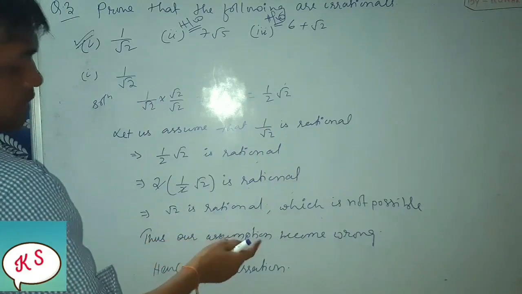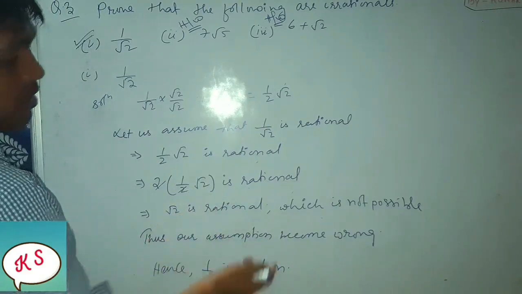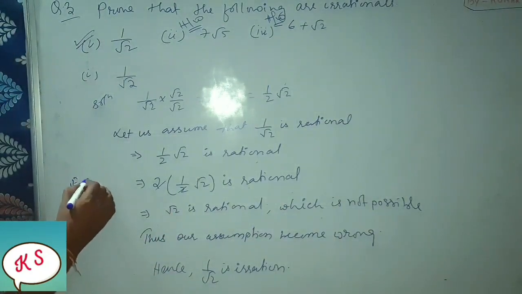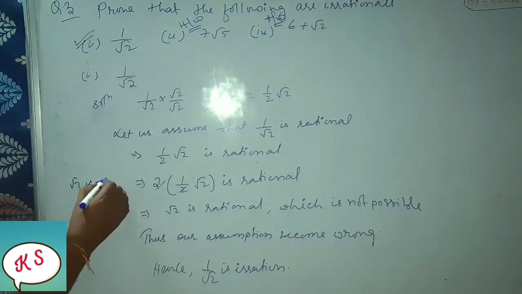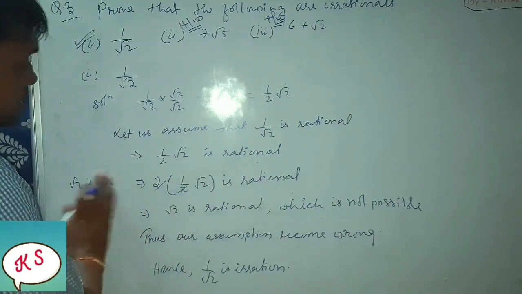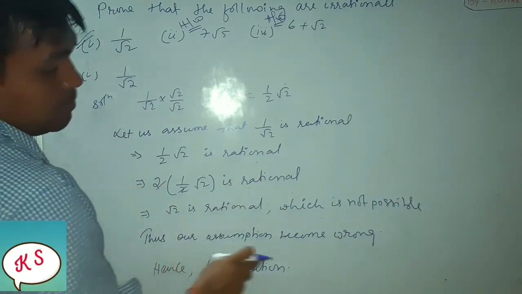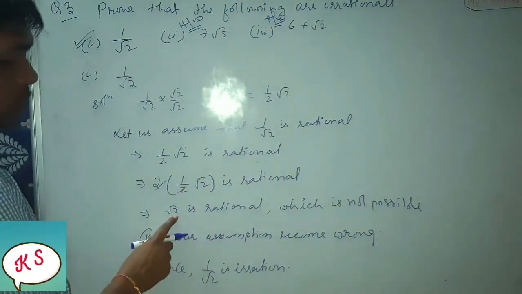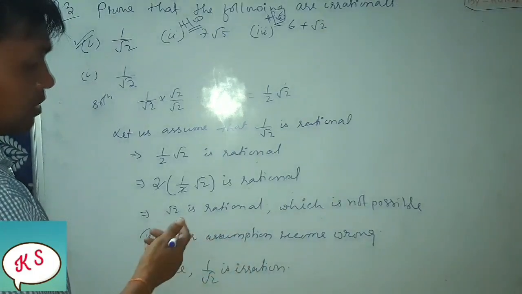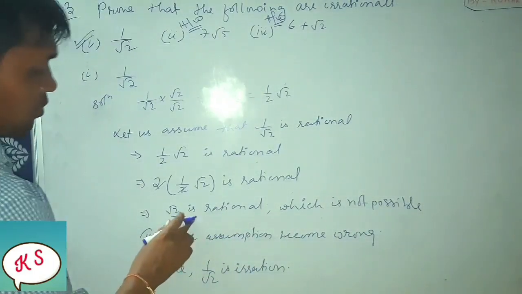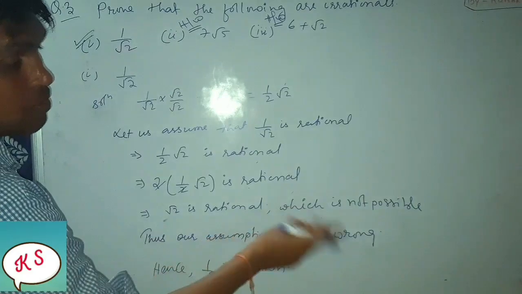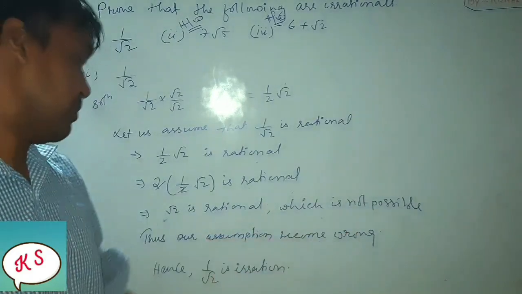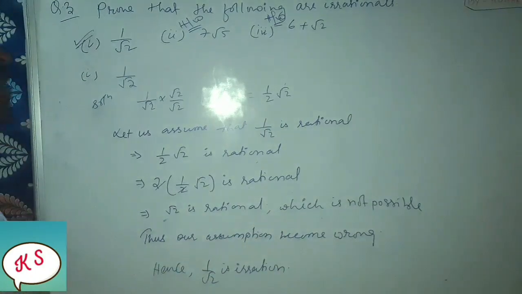So we are getting that root 2 is rational, which is not possible. Why? Because root 2, as I told you, is irrational. So how can it be rational? Thus our assumption becomes wrong. Our assumption is that 1 by root 2 is rational, but then root 2 comes out rational, which is not possible because root 2 is irrational. Thus our assumption is wrong, hence 1 by root 2 is irrational.